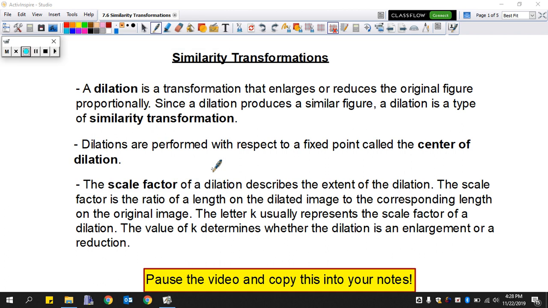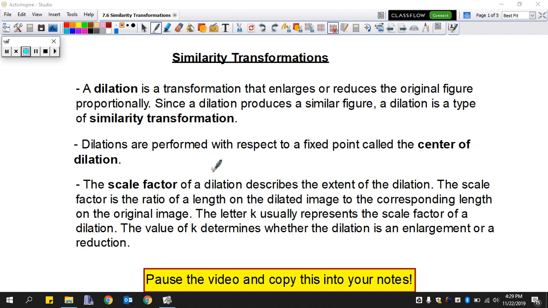All right, in this lesson we're going to talk about similarity transformations, which are often called by some other names like a dilation. Simply, a dilation is a transformation that either enlarges or reduces the original figure proportionally. Since a dilation produces a similar figure, a dilation is a type of similarity transformation. Also, it's important to note that dilations are performed with respect to a fixed point called the center of dilation.